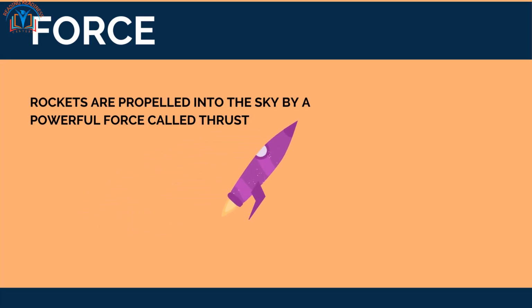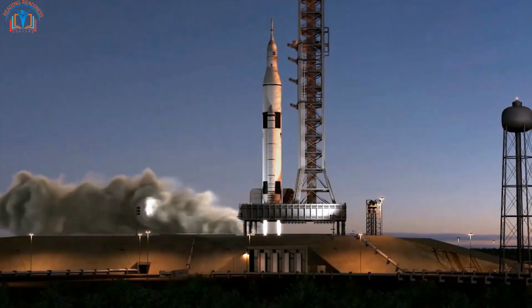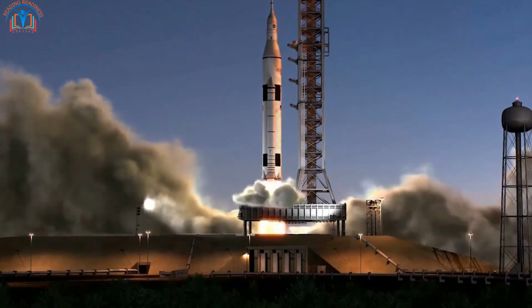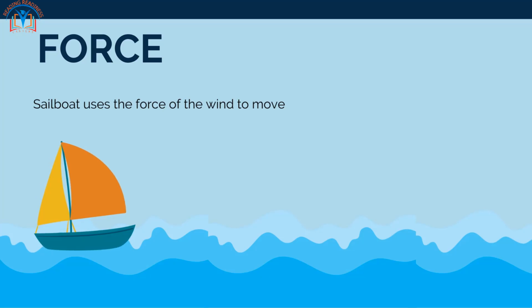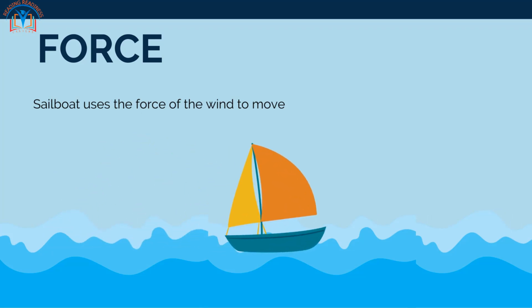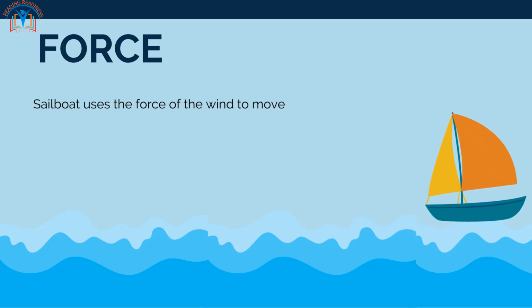Rockets are propelled into the sky by a powerful force called thrust. The burning fuel creates a force that pushes the rocket upward. In water, a sailboat uses the force of the wind to move. The wind fills the sails, creating a force that propels the boat forward.